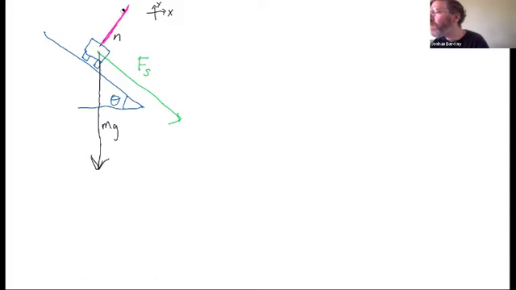Let me ask you this. I've got to make some components here. Which forces do I actually have to break up into components? Static friction and the normal force. That is correct. So notice the mg is already set.